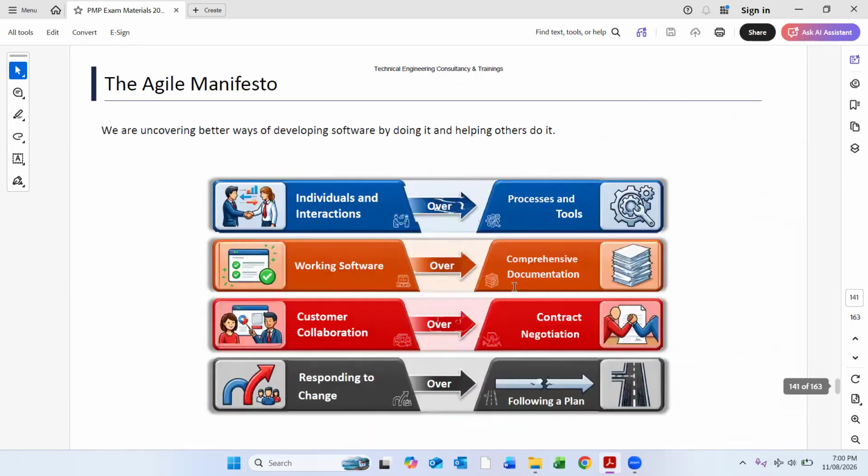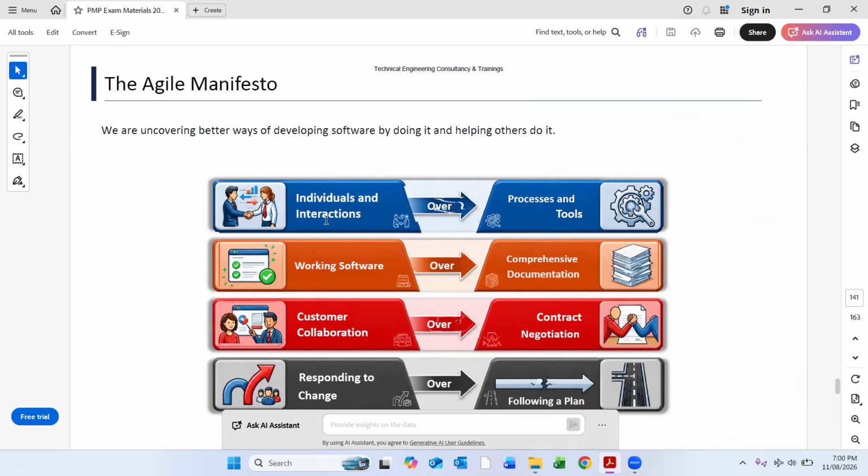The agile manifesto. The agile manifesto is about uncovering better ways of developing software by doing it and helping others do it. So what is the agile manifesto? Individuals and interactions over process and tools. We focus more on individuals and interactions than process and tools. We focus more on working software over comprehensive documentation. We focus more on customer collaboration over contract negotiation, and we respond to change over following a plan.